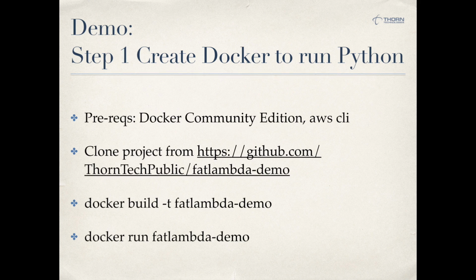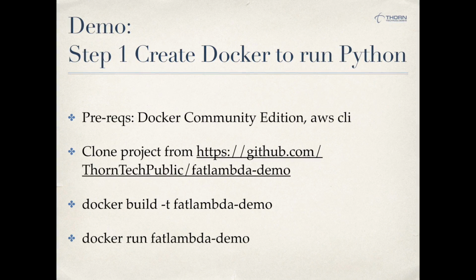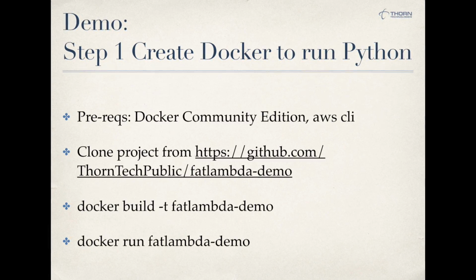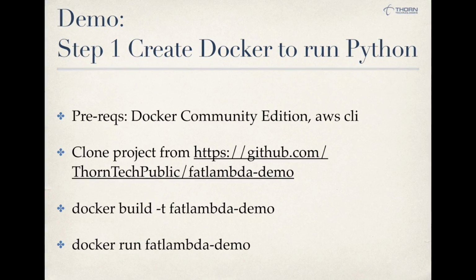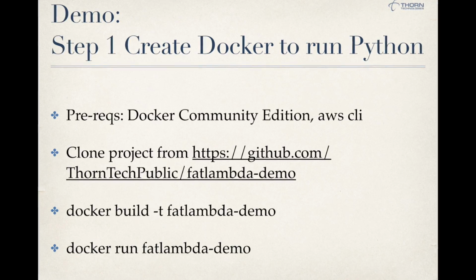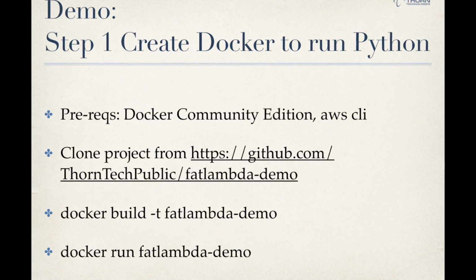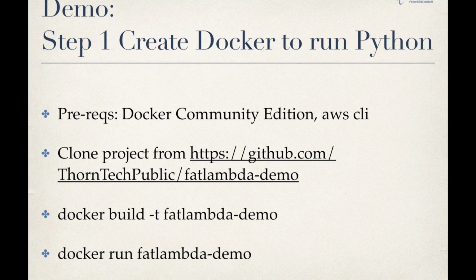So before you can really develop with Docker and Fat Lambda, you need Docker Community Edition and the AWS CLI. Now I have some starter code for you at this link that I've loaded up on my machine. And then I'm going to show you how you can build the Docker image locally, and you can run it locally to test it. So let's do that.